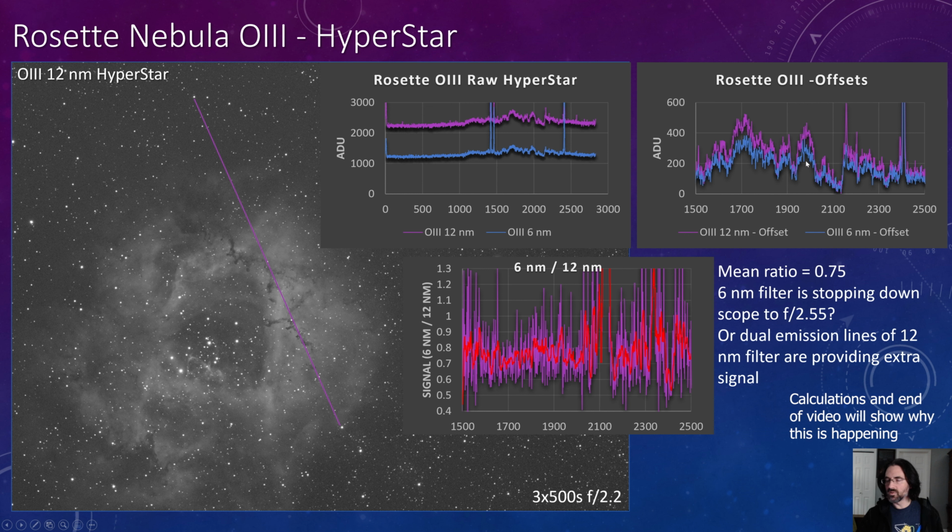The noise seems to be about the same, so it's not as though we're getting better contrast or better signal to noise. If I were to take a ratio of these two signals, we would see that ratio is about 0.75, which it turns out is really close to the same reduction in signal that we were seeing with HA between the 6 and 12 nanometer.